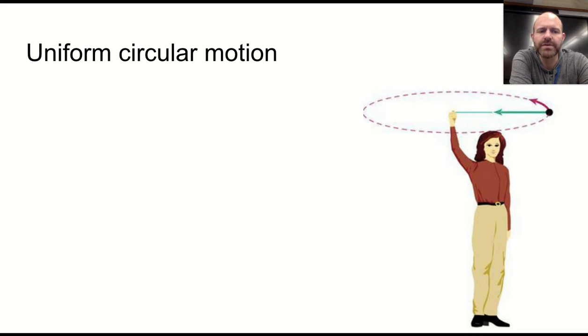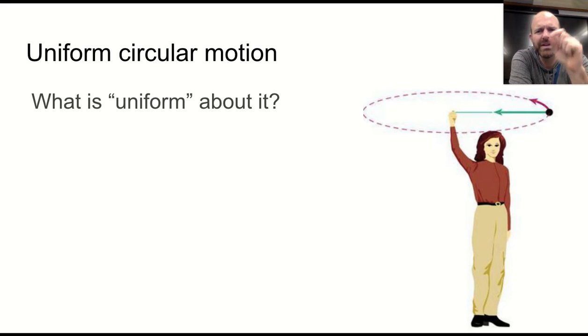So when we talk about uniform circular motion, there are a couple of things we mean. We really need to focus on uniform, because I think we all know what circular is and we know what motion is. But what's uniform about it? It turns out the speed is what is uniform. As you spin something over your head, like this picture, the speed of the object stays the same, right?